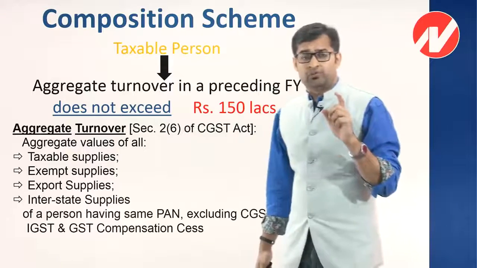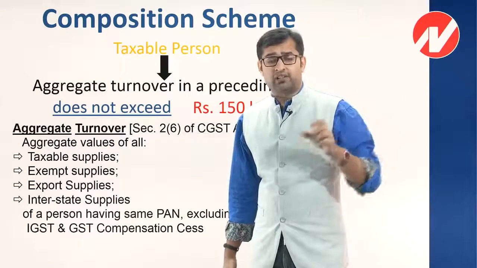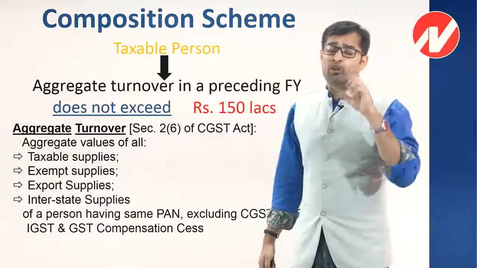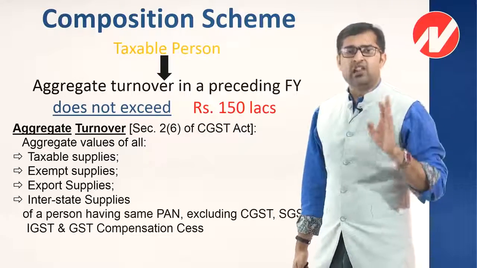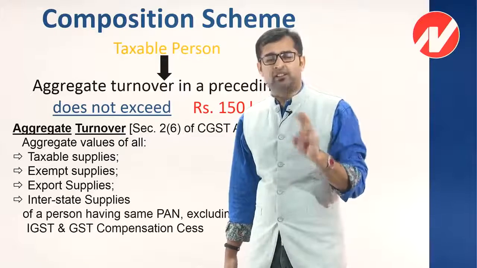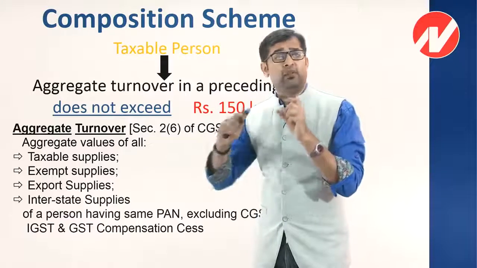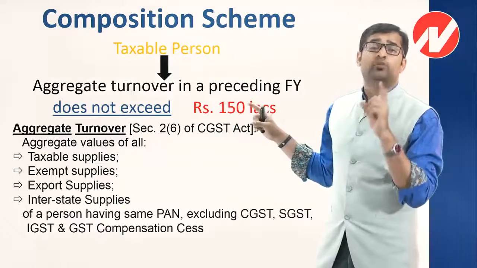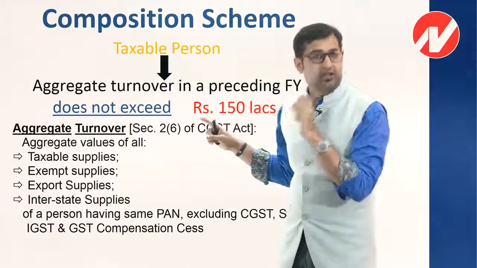So aggregate turnover means aggregate values of all taxable, all exempt, all export, all interstate supplies of a person having same PAN excluding all the taxes. I mean, or rather GST. Other taxes will not be excluded. जो एग्रीगेट टर्नओवर की डेफिनेशन से बाहर नहीं निकलते, वैल्यू की डेफिनेशन से भी इनफैक्ट बाहर नहीं निकलते. Only GST will be removed from the aggregate turnover's definition. So I think everybody has understood this point that how do we consider 150 lakhs limit, and it should be a limit which has to be checked on every year basis to decide the eligibility in subsequent years.